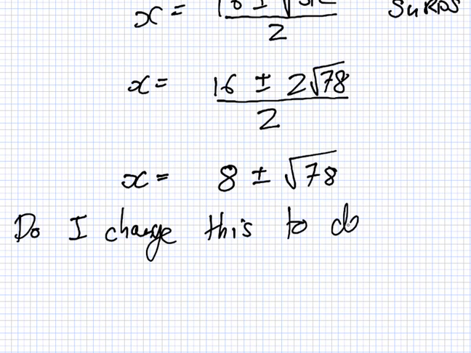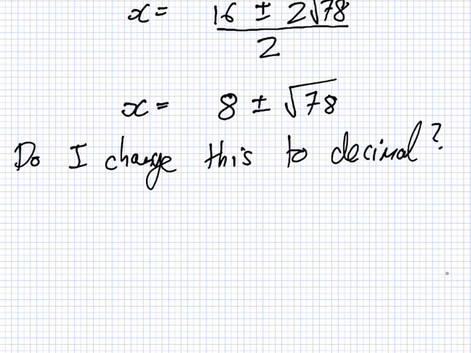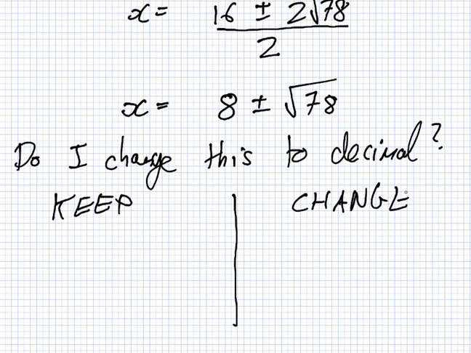So my question, do I change this to decimal? Decimal is like 16.8317. So I want people to tell me what word in the question would make you think that you should keep it like this, and what words might be in the question that would make you feel that you should change it to decimal.